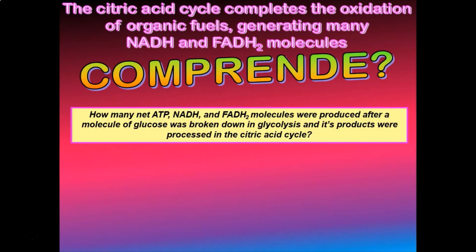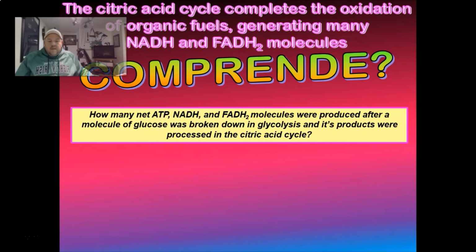Let's see. How many net ATP, NADH, and FADH2 molecules were produced after a molecule of glucose was broken down in glycolysis and its products were processed in the citric acid cycle? Okay, let's break it down here. Let's start with ATP. How many ATP did we get from glycolysis? 2 net. Okay, so we got 2 net from glycolysis. How many did we get from the grooming? 0, right? A goose egg there. How many did we get from the Krebs cycle? Each turn was 1, so 2. So we actually got 4 ATP total, right?